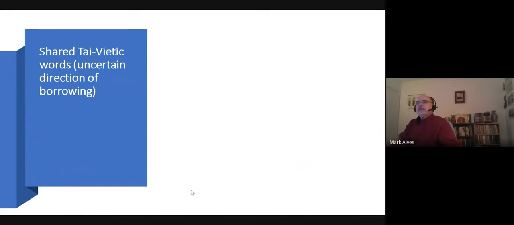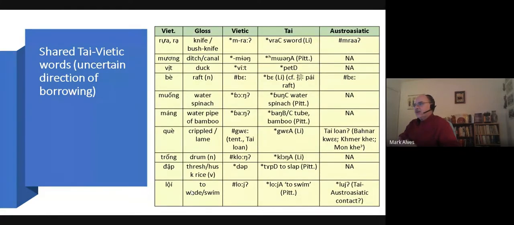Okay, these Vietic words, uncertain direction of borrowing. I used to call them loan words, and now I am not so sure. So here's a word, zu, there for this kind of bush knife. It's a kind of knife that's a little hooked. It's good for cutting, you know, it's good in the jungle. I guess it's good in the jungle. That word for ditch, muong, vit, and that one may be, and in fact, I should give the different reconstruction for that, but that's okay.